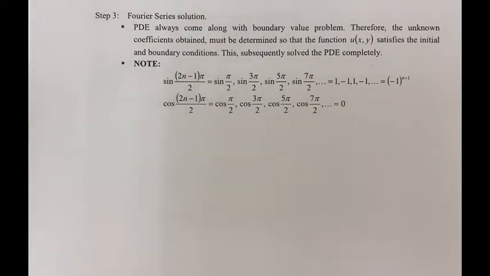Okay, the last step in solving using the method of separation of variables is to find the Fourier series solution. PDE always comes along with a boundary value problem. Therefore, the unknown coefficients, here A0, An or Bn, can be obtained if you use the Fourier series.